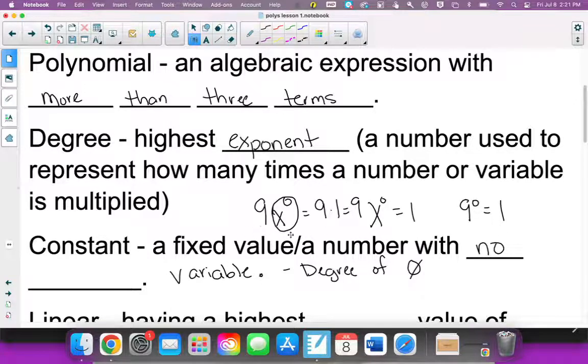So when you have a degree of 0, you're basically left with just a number, and we call that our constant term. Okay, so it has a degree of 0 because the variable got canceled out.